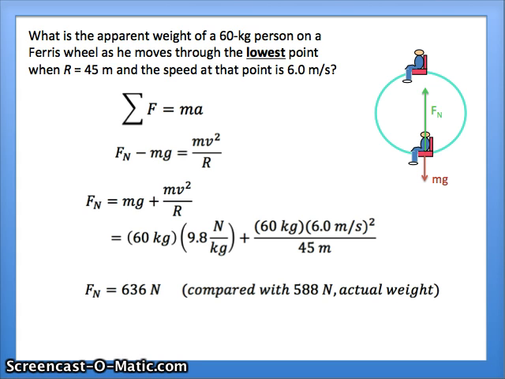And so as we work through our algebra, we end up adding our two terms instead of subtracting, and we get a larger value than the regular weight or the actual weight. And so that corresponds with our feelings that we feel heavier at the bottom of the ride.